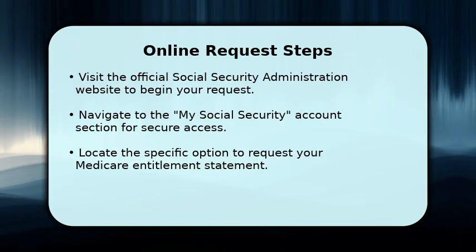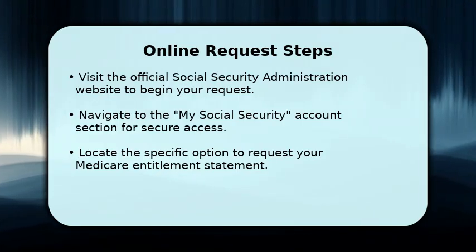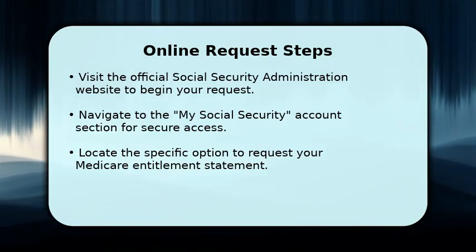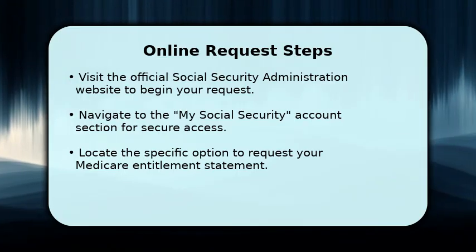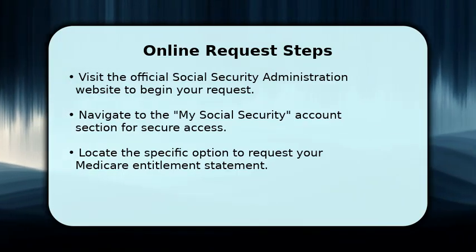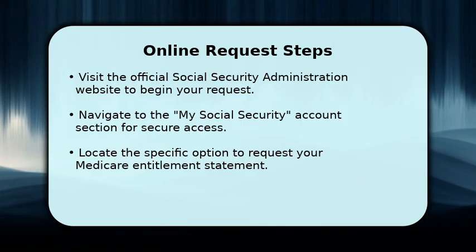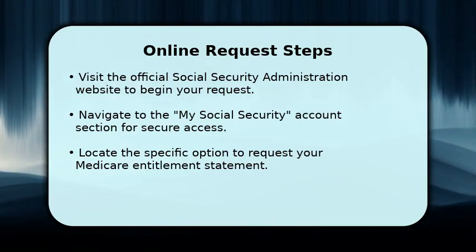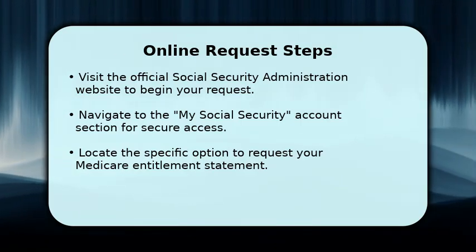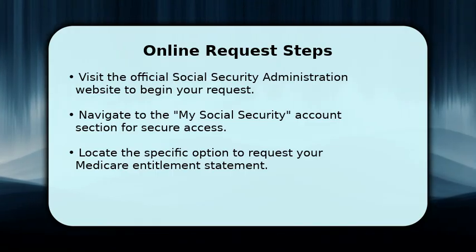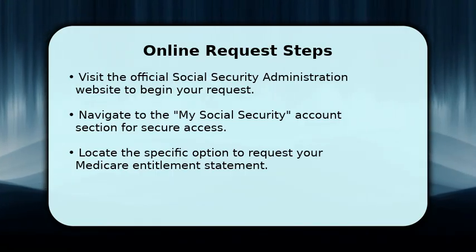First, go to the official Social Security Administration website. If you do not have an account, it takes just a few minutes to create one. Once logged in, look for sections related to your benefits or documents. You should find a clear option to request your Medicare Entitlement Statement, usually under Medicare Information or Proof of Benefits.